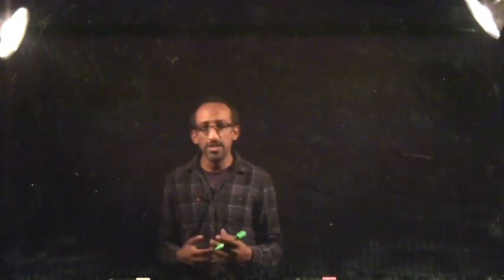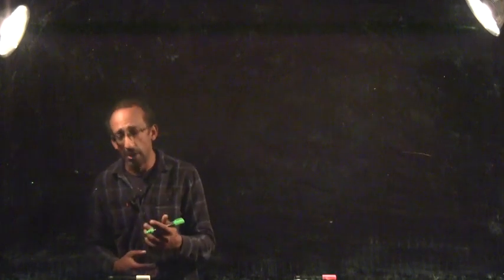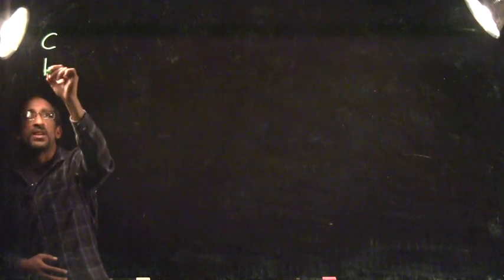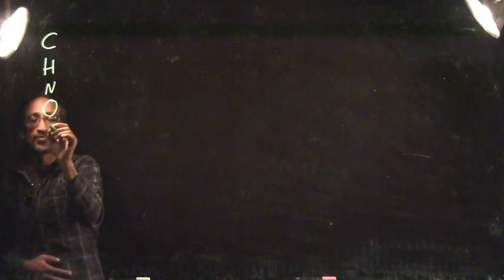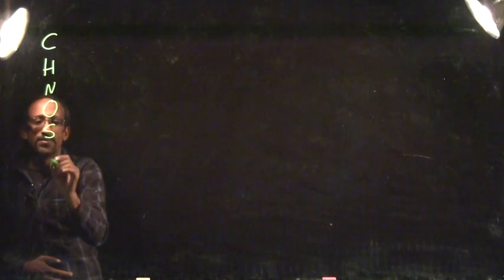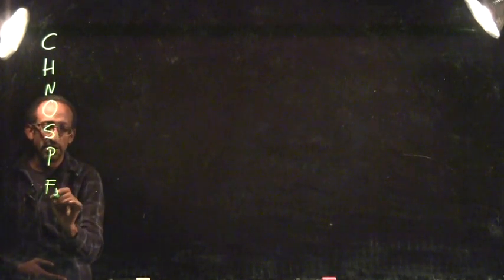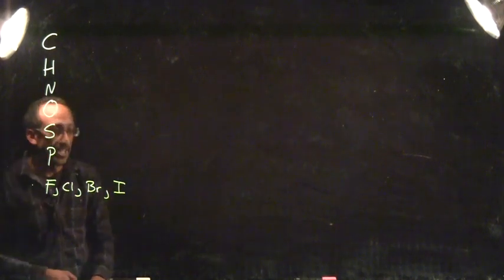So, organic chemistry is concerned with the chemistry of carbon-based molecules. And in order for us to begin our study of this, we need to understand the covalent bonding patterns that carbon and the elements that we typically find in organic molecules undergo. And so the elements that we're going to be interested in today are carbon, hydrogen, nitrogen, oxygen, sulfur, phosphorus, and then the halogens, which are fluorine, chlorine, bromine, and iodine.